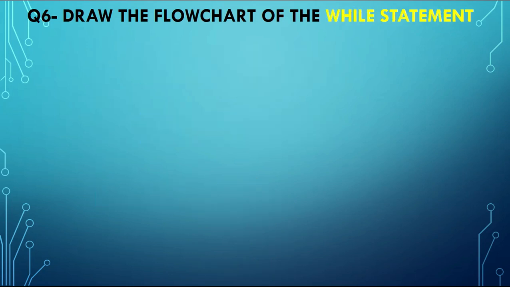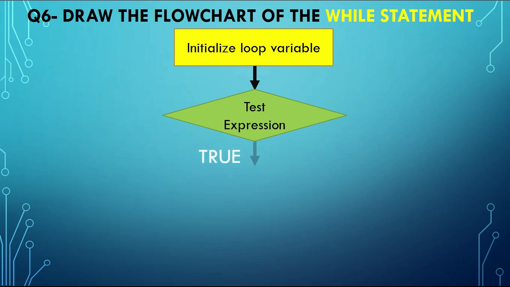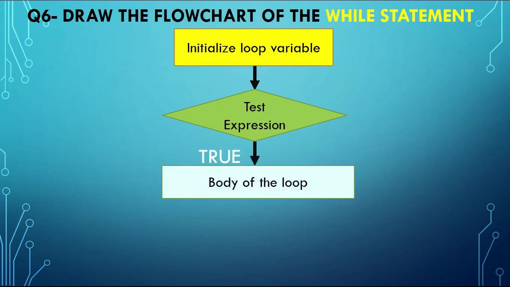Question number 6, draw the flow chart of the while statement. Initialize loop variable. First we have to create a variable and give some value to it, that is called initialization of a looping variable. Then we give the test expression or the condition, we write while i less than equal to 10, like that. If it is true, then the body of the loop, the group of statements, is executed.